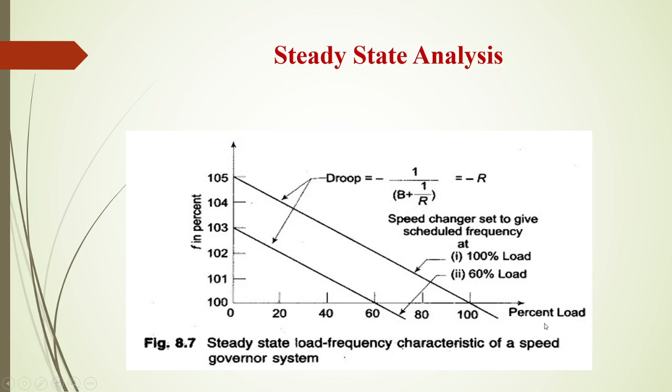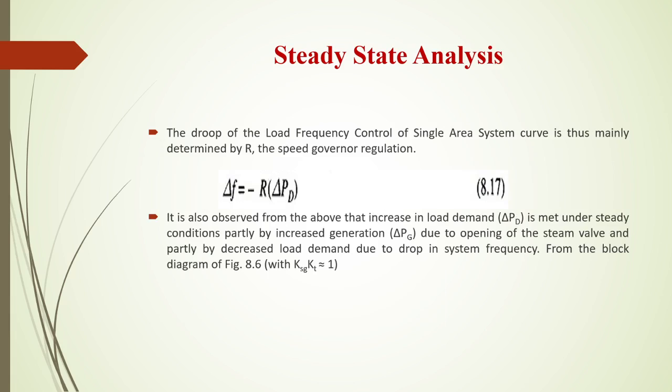The speed changer is said to give a certain scheduled frequency at 100% of full load. And the droop or slope of this relationship is minus 1 by (B plus 1 by R), that is equal to minus R. So the slope of this curve is minus R. Okay. Power system parameter B is generally much smaller than 1 by R. So that's why we can neglect the B, and delta F can be written as minus R into delta PD.